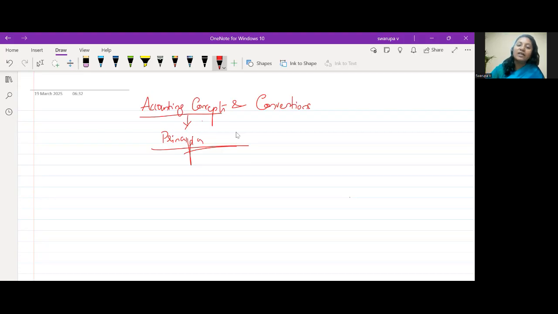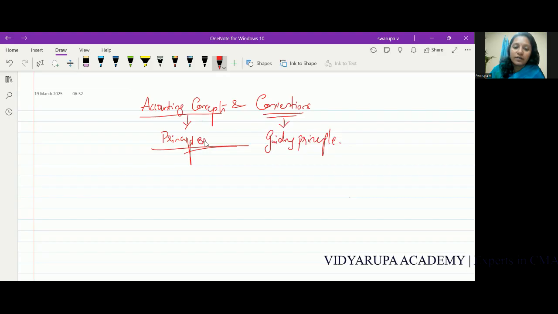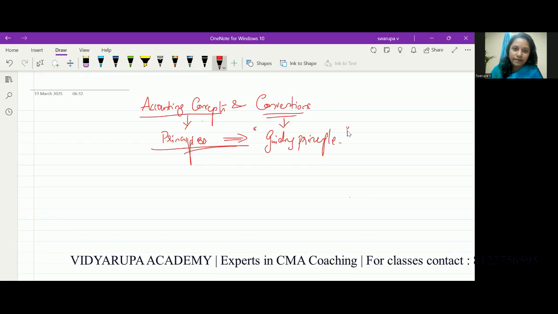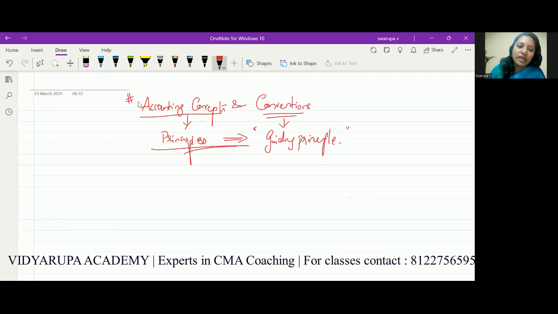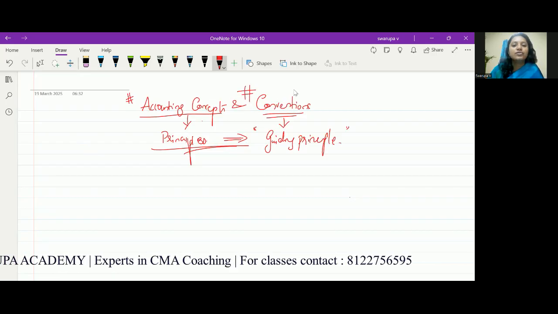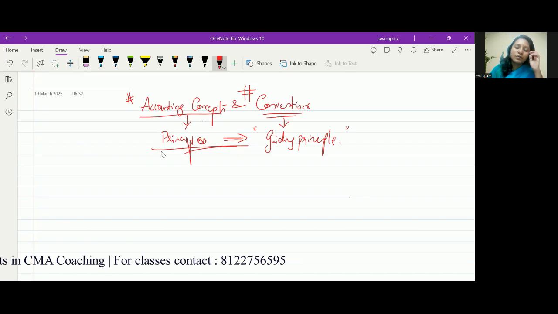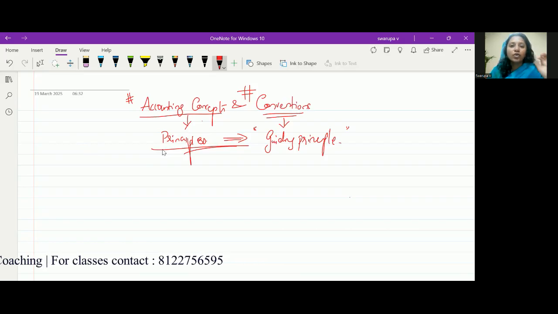Conventions are not basically rules and regulations, but guiding principles. When we follow the rules and regulations, certain additional guidance is given under conventions. Every organization should follow both. Now we will see each of the accounting concepts.